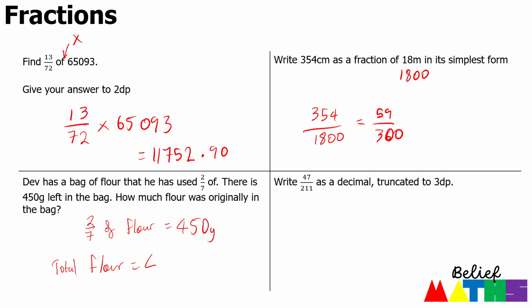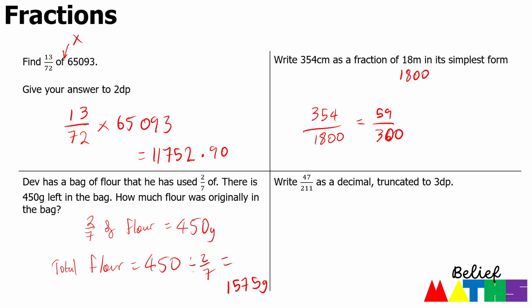Well, if we want to find the total flour, we could just do 450 divided by 2/7. And again, we don't have to worry about that because our calculator will do all the work for us. Divided by 2 over 7, and that gives us 1,575 grams. That was our original amount of flour.